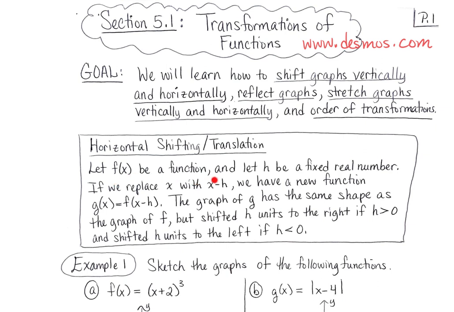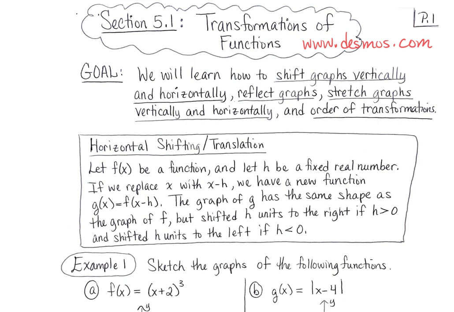Let f of x be a function and let h be a fixed real number. If we replace x with x minus h, we have a new function. That new function is g of x equals f of x minus h. The graph of g has the same shape as the graph of f, but is shifted h units to the right if h is positive, and shifted h units to the left if h is negative.